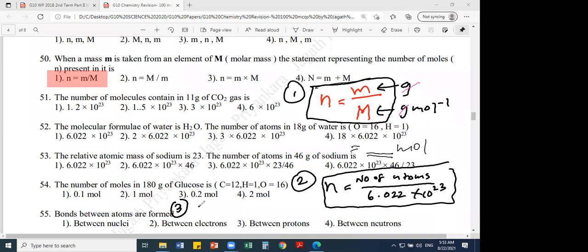So number of moles equals number of molecules over Avogadro constant, number of molecules over Avogadro constant 6.022 times 10 to the power 23.